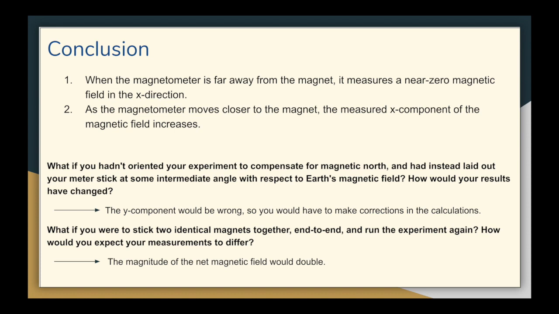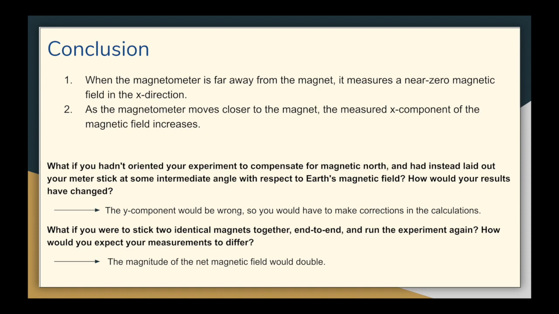In conclusion, I found that when the magnetometer is far away from the magnet, it measures a near zero magnetic field in the x direction. I also found that as the magnetometer moves closer to the magnet, the x component of the magnetic field increases.